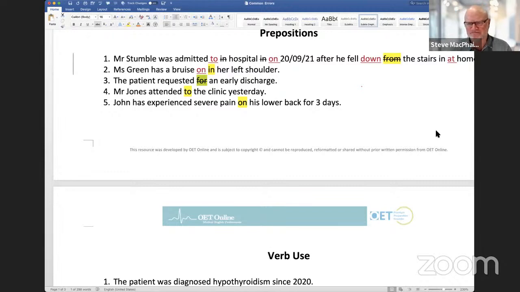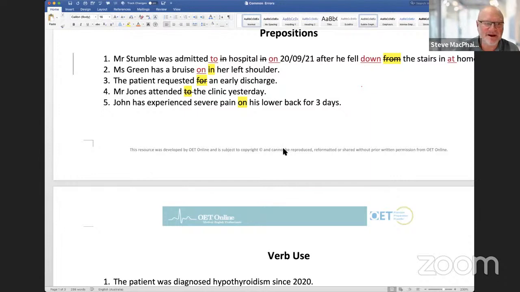A lot of people make that error where they put prepositions where they're not required. That's also confusing. Mr. Jones attended to the clinic yesterday. Well, we've created a new meaning. If you attend to something, you attend to the patient. You care for the patient, right? But no preposition required. Mr. Jones attended the clinic yesterday.